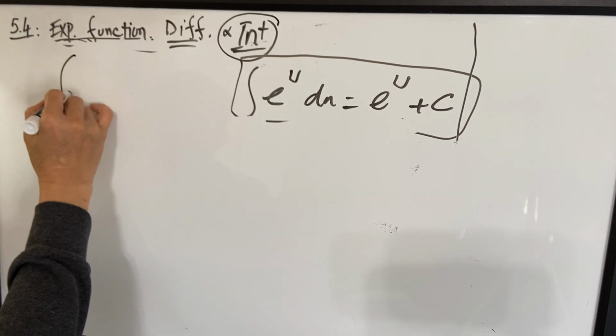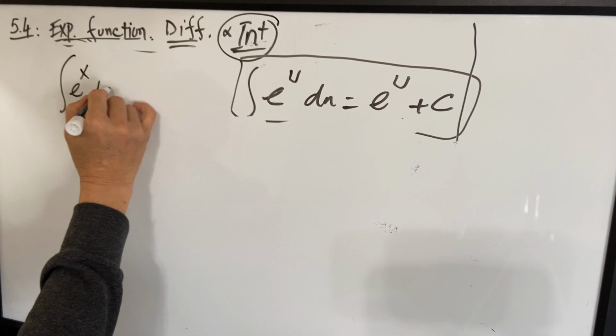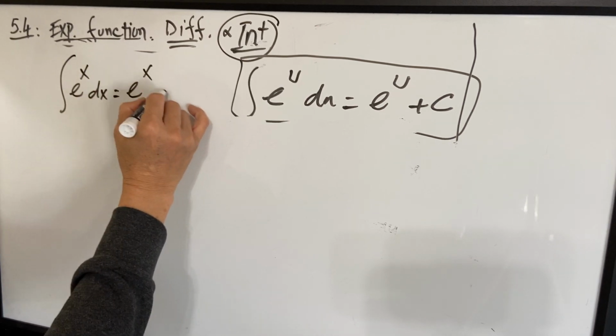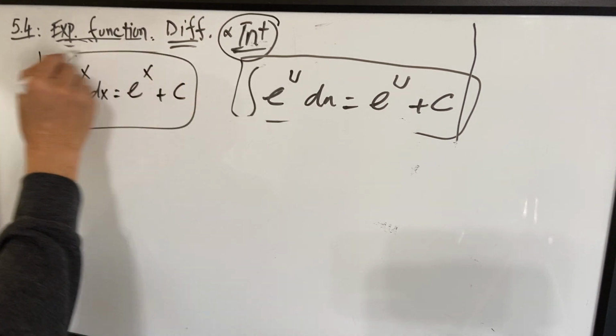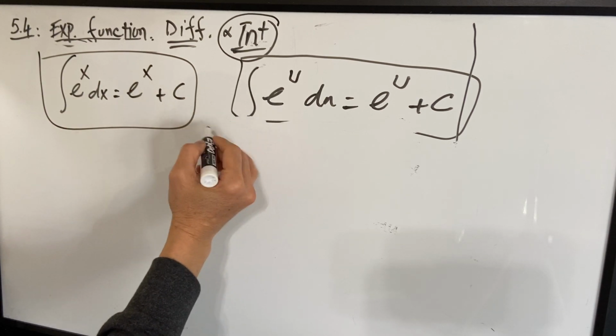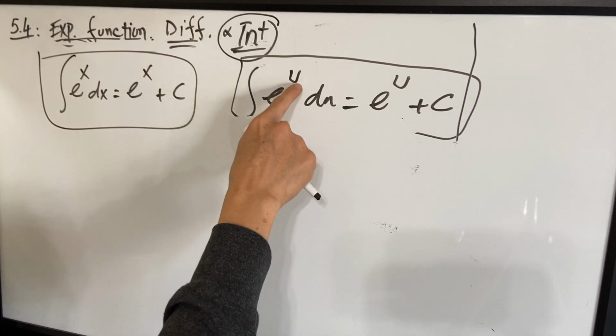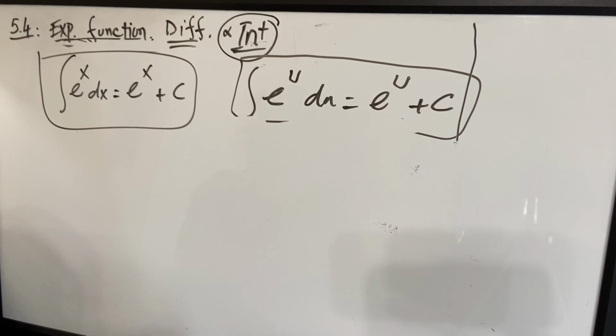Let me write another one more time for you. e^x plus c. There we go. These two formulas right here. This one is in a variable of a function of x. So look at this right here.